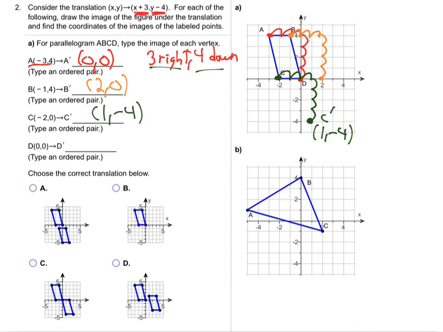Over 1, down 4. And finally D. D right here. Again, 3 right, 1, 2, 3, and 4 down. 1, 2, 3, 4. There's the new D prime. What are its coordinates? You understand the coordinates are always from the origin. So from right here at the origin, it's 3 right, 4 down, isn't it? So 3 right, 4 down. There we go. We found the coordinates of all the points we moved.